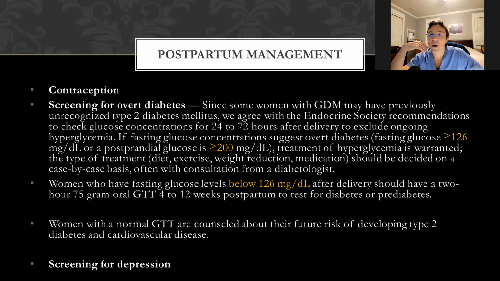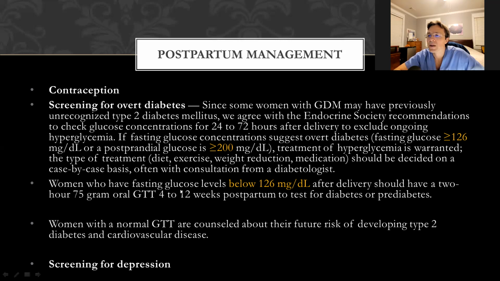then either greater than 126 fasting or greater than 200 postprandial, then you have to treat the woman for hyperglycemia. Okay, how do you treat them? Well, you can start with diet and exercise, weight reduction, medication. Okay, and you have to look into the whole big picture. It's not a one pill fits all criteria kind of thing. All right. And we spoke about diabetologists in that regard.